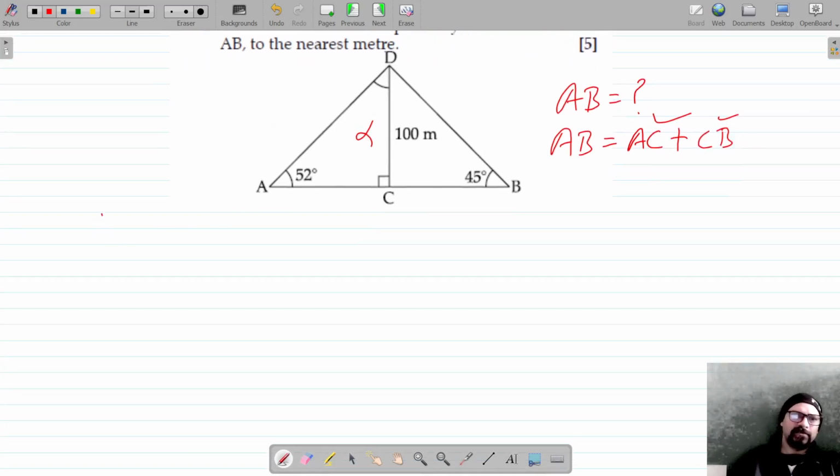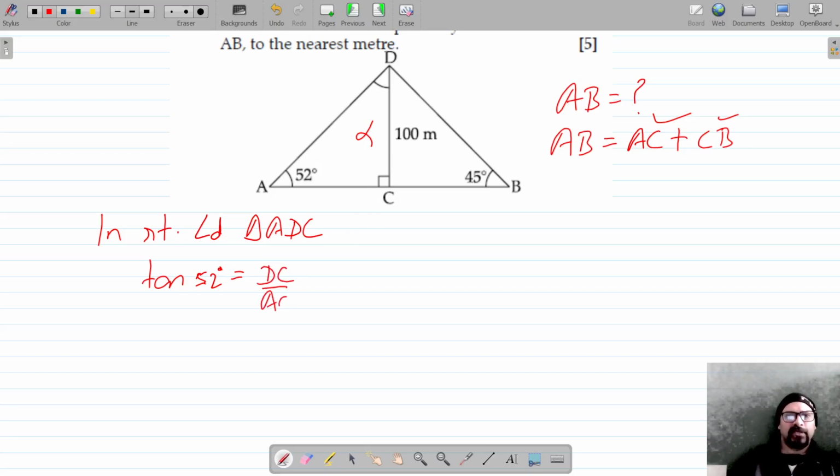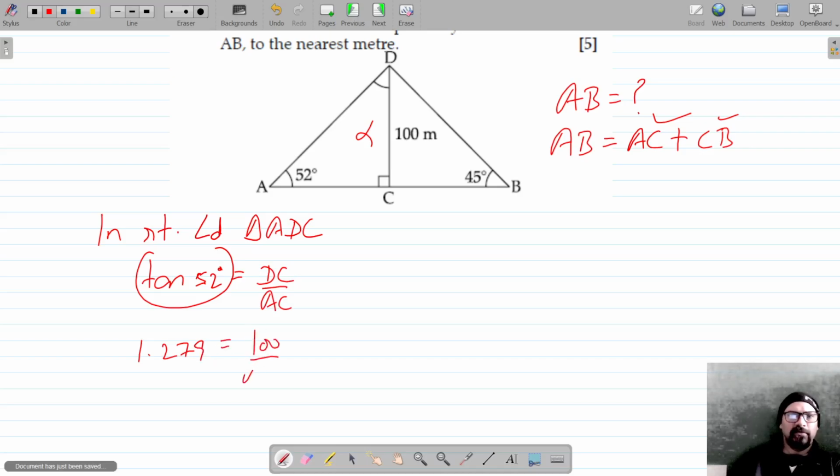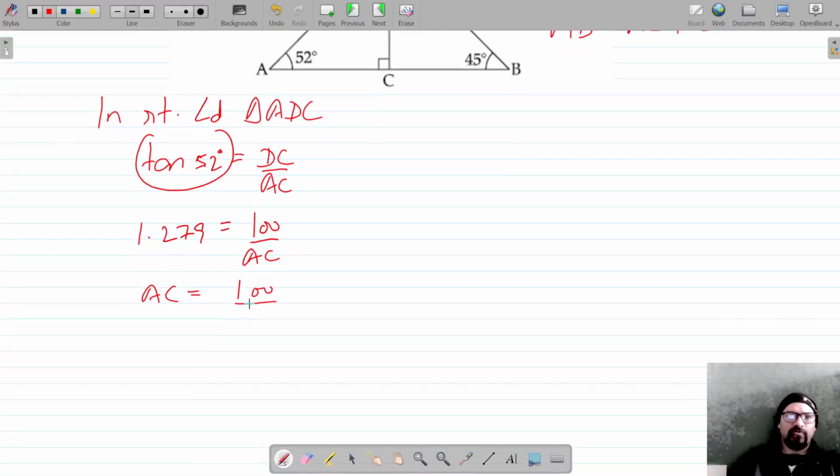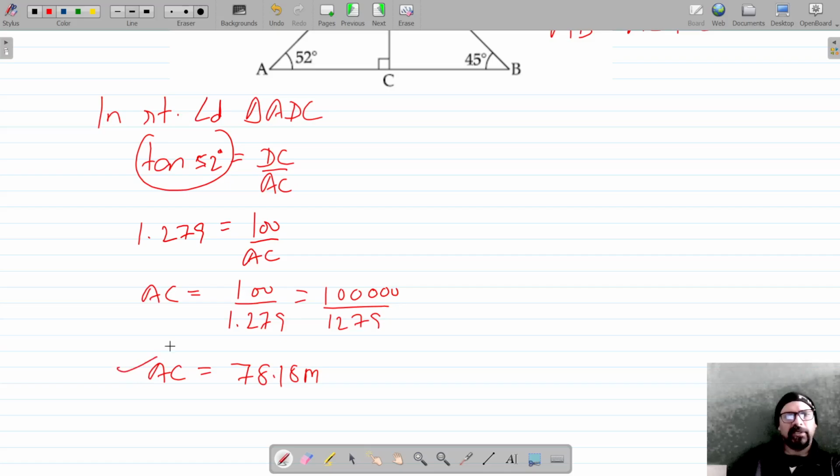So we have to find AC and CB. First let's take right angle triangle ADC. Here we apply tan 52 degrees. Tan 52 degrees is P by B, where the perpendicular is DC and the base is AC. The value of tan 52 from the table is 1.279. DC is 100. Cross multiplying, AC equals 100 divided by 1.279. Dividing, the answer is 78.18 meters.